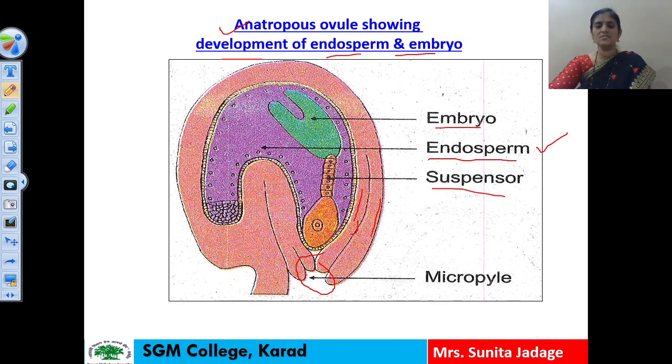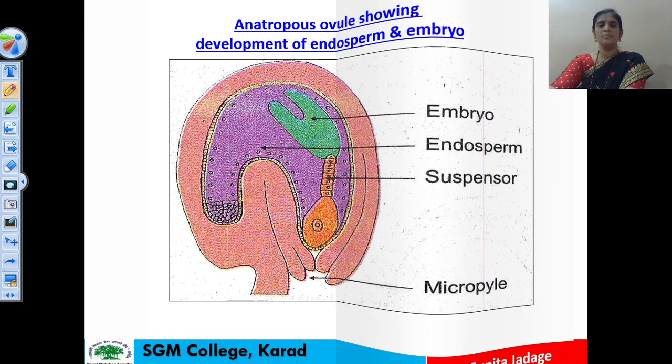Here the orange colored structure you can see is the suspensor, and the green colored structure is known as the embryo. In this way, inside the ovule, the endosperm and embryo development takes place, and finally the ovule is converted into seed after the development of this embryo and endosperm. Okay, so in this way, post-fertilization changes are taking place inside the ovule, and there is development of endosperm and embryo. Okay.